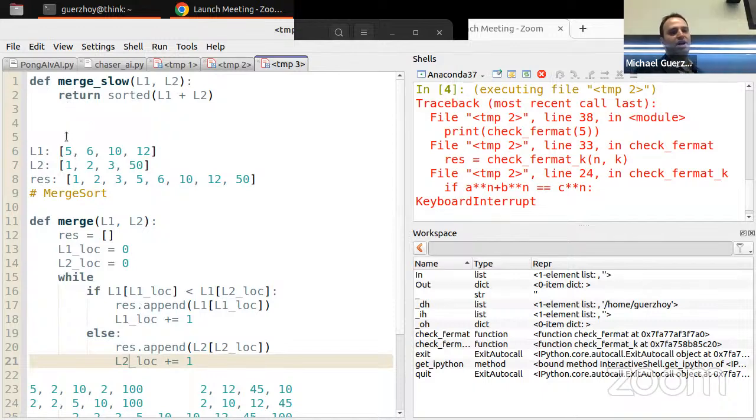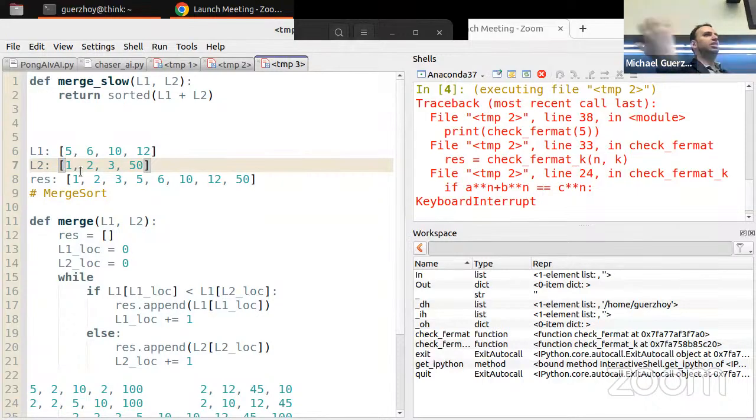Right, so I start with the L1 location here and the L2 location here, and I keep advancing one or the other. And I only insert into the result the one that's smaller currently. Since initially the two lists are sorted, the list at the end is also going to be sorted because I keep inserting the small element.